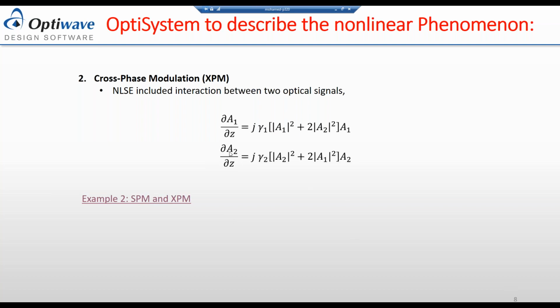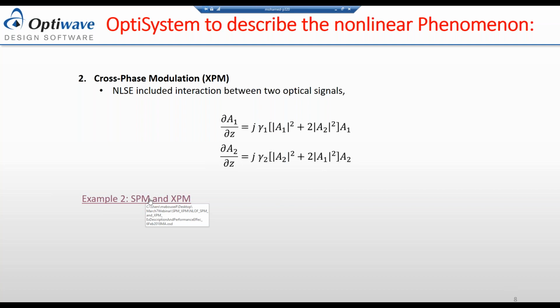As you see, A1 and A2 are the amplitude of the first signal and the amplitude of the second signal. Gamma 1 might be at the same frequency or a different frequency. For sure, it would be a different frequency, which is the most important part. If you recall the first slide, this gamma, the nonlinear coefficient, is a function of frequency. That's why we have 2 different nonlinear coefficients. And here is the intensity of the first signal and the intensity of the second signal. By solving these 2 equations, we can get the effect of one on the other.